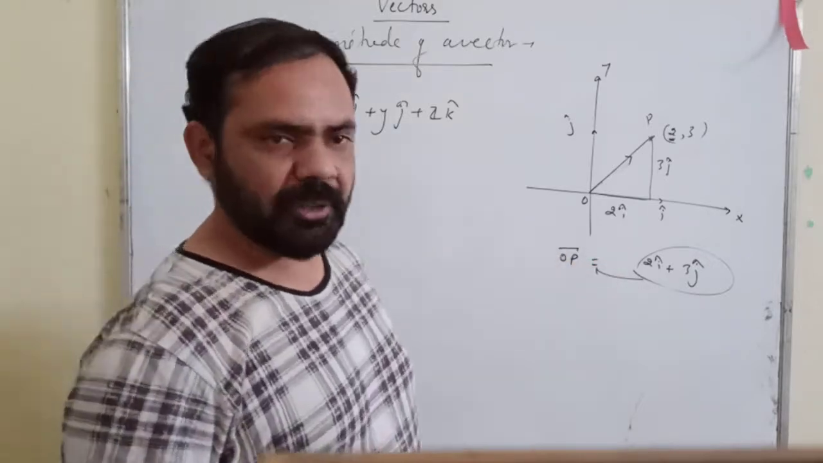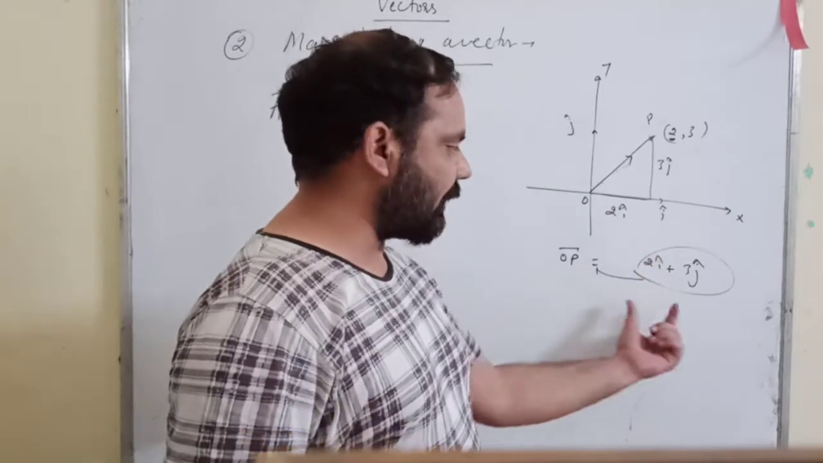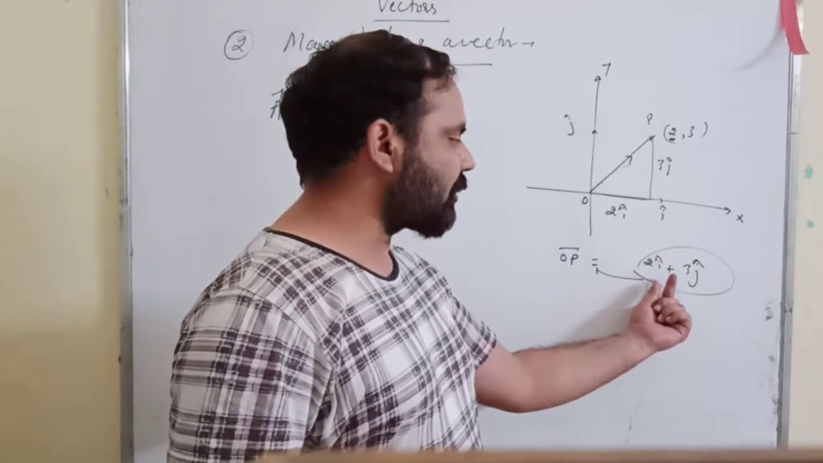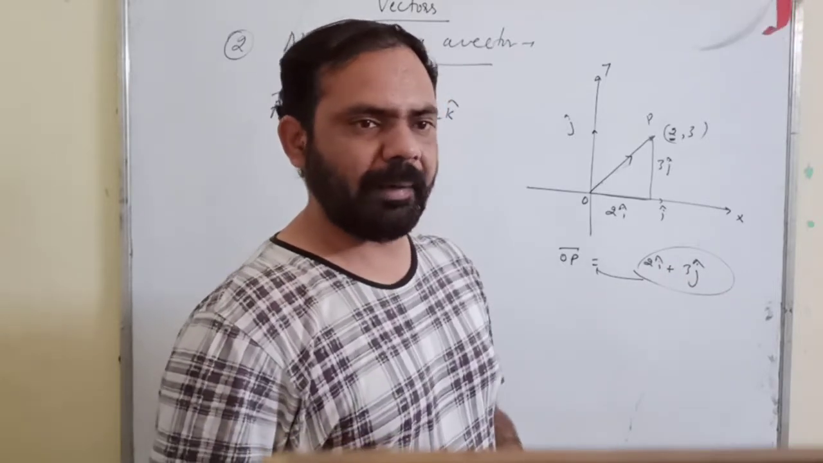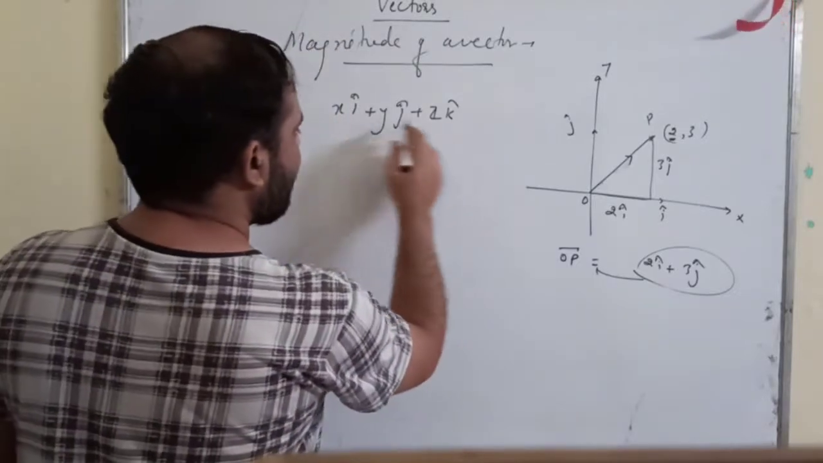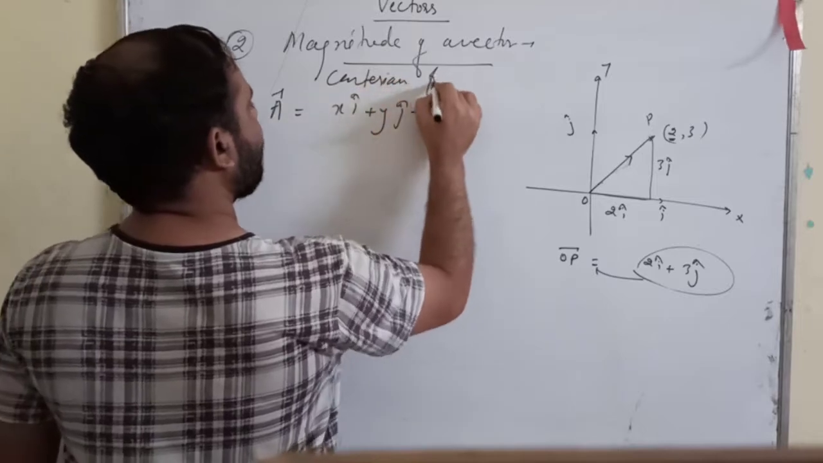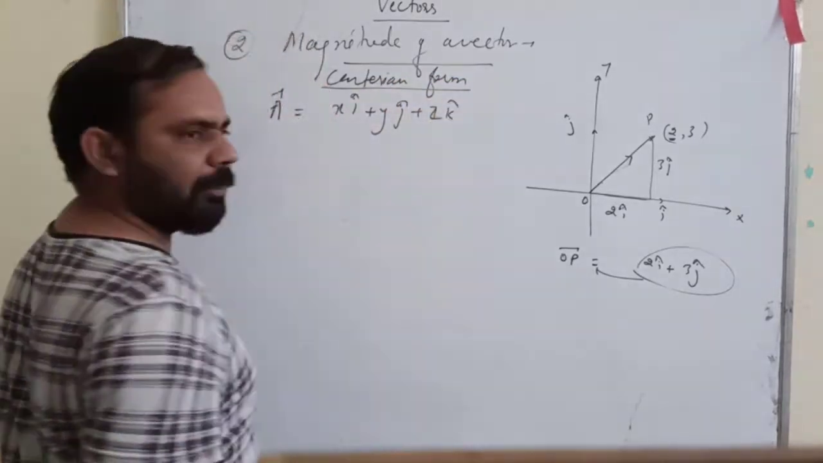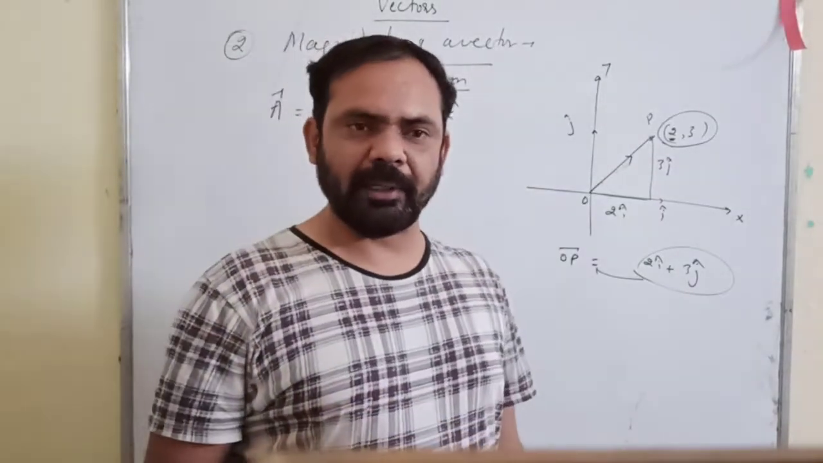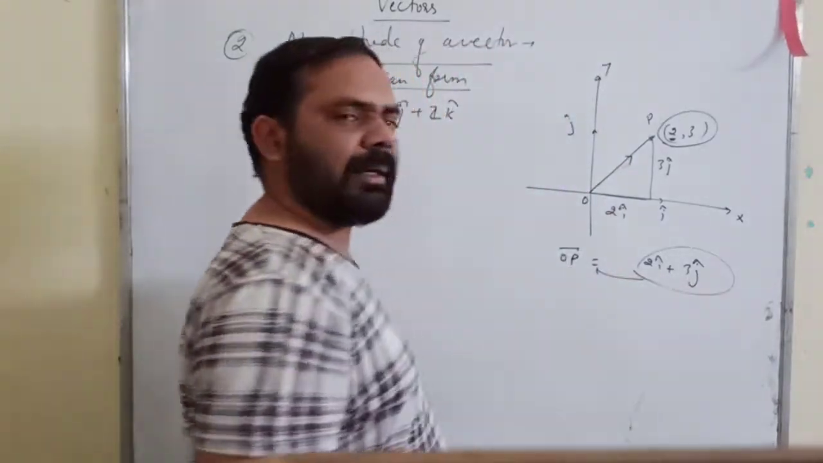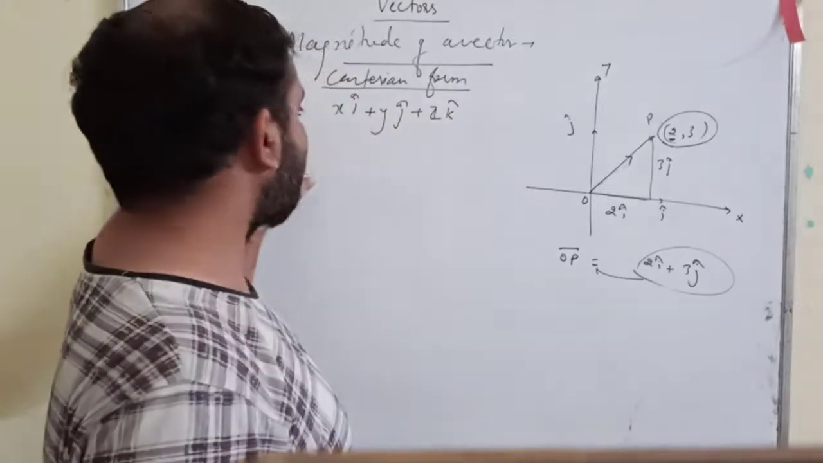This type of notation, when we represent the vector in this way, in terms of i cap, j cap, k cap, is called the Cartesian form of vectors, right? So this is the Cartesian form of a vector. Why we call this the Cartesian form? Because these coordinates are called Cartesian coordinates. This plane is called the Cartesian plane, right? So from there we get this word Cartesian form of vector.